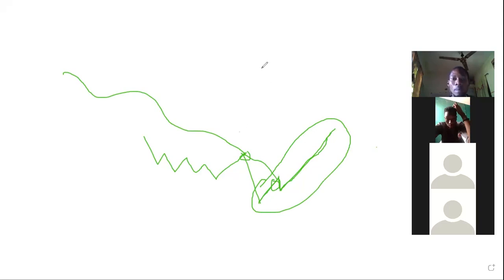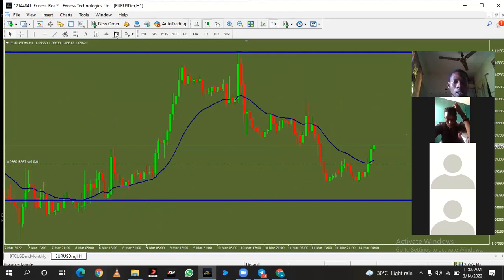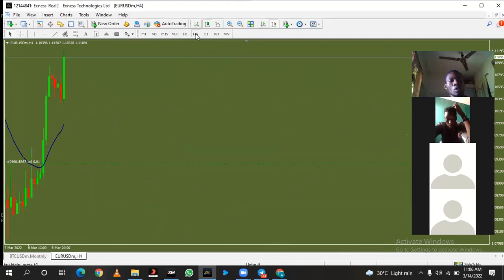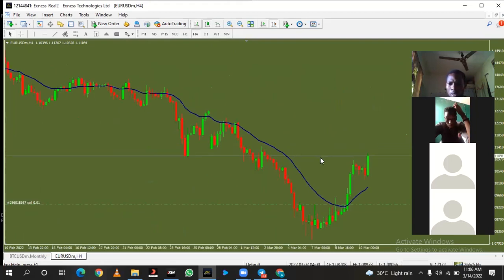Now, let me share my screen. This is my screen. If you look at this particular bar here, price touches the moving average, right? Okay, let me go straight to my entries from the 4 hour. Now, my entry was from this point. The 4 hour never loaded.